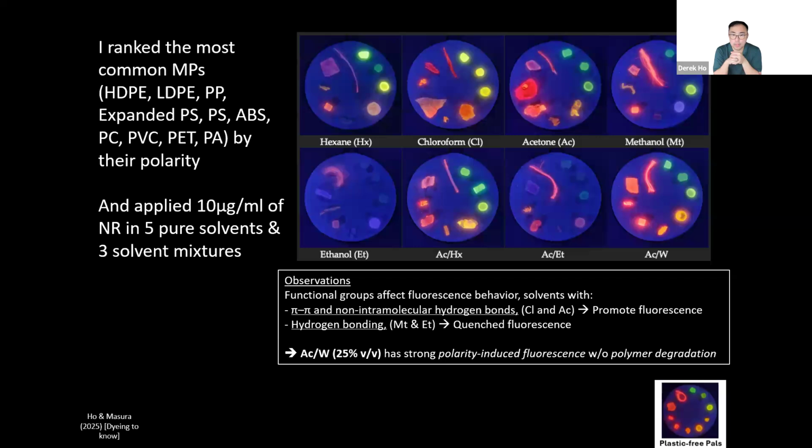Here we found that there was polymer degradation with quite a few of the solvents, such as hexane and chloroform. And the fluorescence behavior was highly dependent on the functional group. Here we could see that pi-pi and non-intramolecular hydrogen bonding, such as in chloroform and acetone, actually promotes fluorescence, whereas hydrogen bonding, methanol and ethanol, quenches the fluorescence. And we found that acetone to water, a 25% volume mix, has a strong polarity-induced fluorescence with minimal polymer degradation. And this was the solvent that we decided to stick with and use for the rest of our experiments.